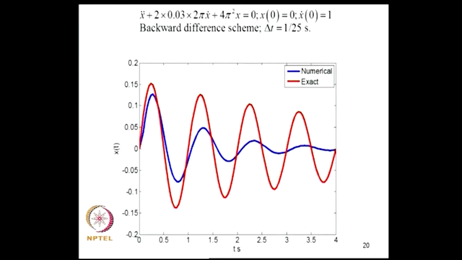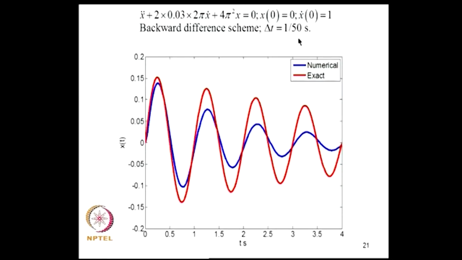Now, let me take the backward difference scheme. So, it is a damped system. For this system, the backward difference scheme is stable for any delta t. Now, if I take 25 points in a cycle, it looks adequate from an engineering point of view, but the numerical solutions show that that is not quite adequate, because the red line is the exact solution and blue is this. The comparison is pretty bad. Now, instead of 25 points, suppose I take 50 points in a second, there is some improvement, but still not impressive.